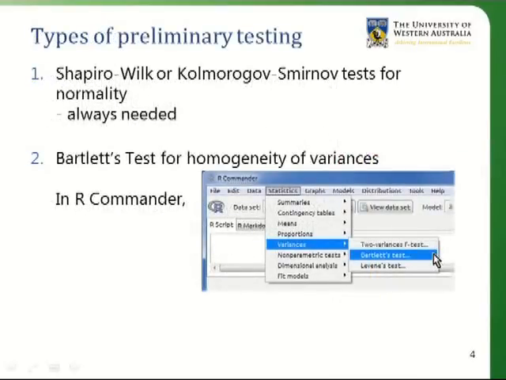So what do we need to do? Some preliminary testing. Again, I've mentioned the Shapiro and Kolmogorov-Smirnov tests. You always need to do those. For means comparisons of the type that we're doing, we always need to have normally distributed variables. And something we haven't used before, which is fairly straightforward to do in R Commander, it's built in under Statistics, Variances, Bartlett's test. We can test for homogeneity of variances.